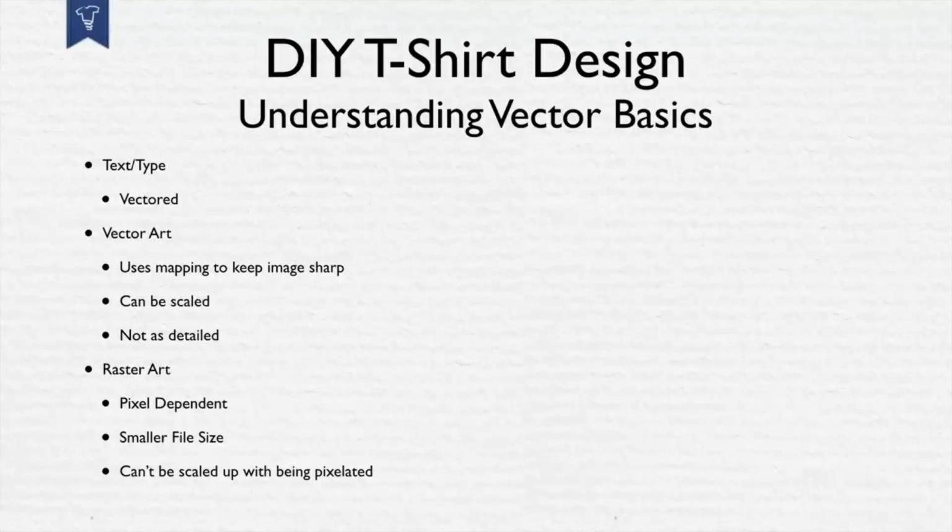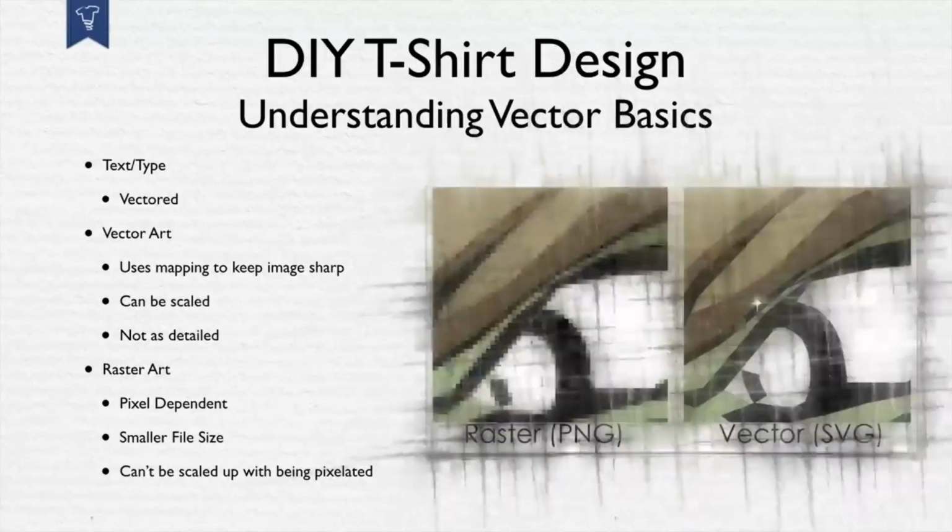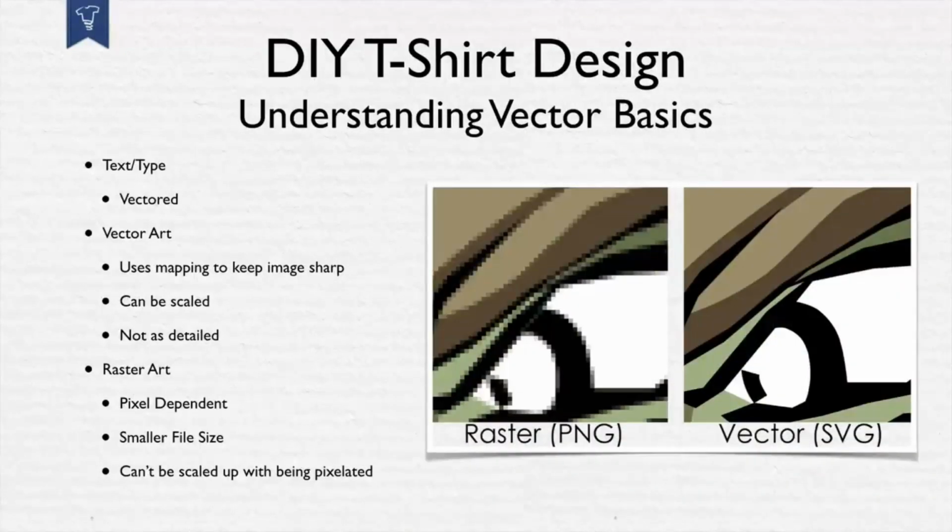And we didn't really have to talk about this in the previous series because Teespring kind of handled all that for us. But whenever we get into doing our own design and creating our own images, creating our own text, we need to look at vector images just a little bit. And the reason for that is because there's a big difference between a raster image and a vector image. And it's all going to depend on what your t-shirt looks like.